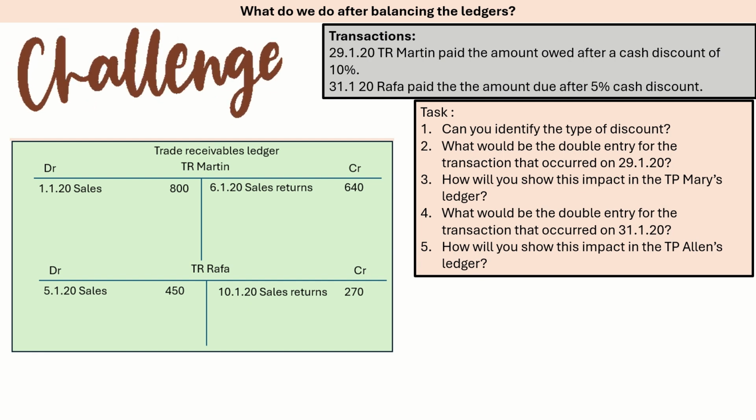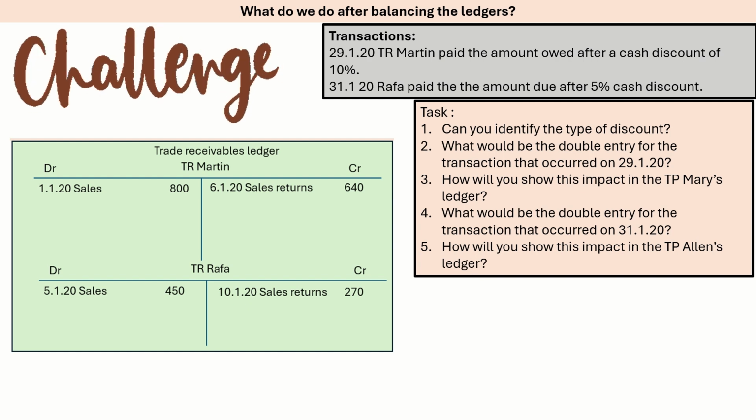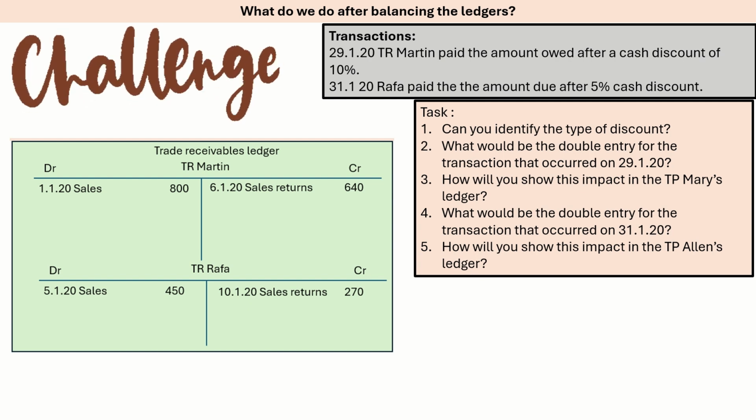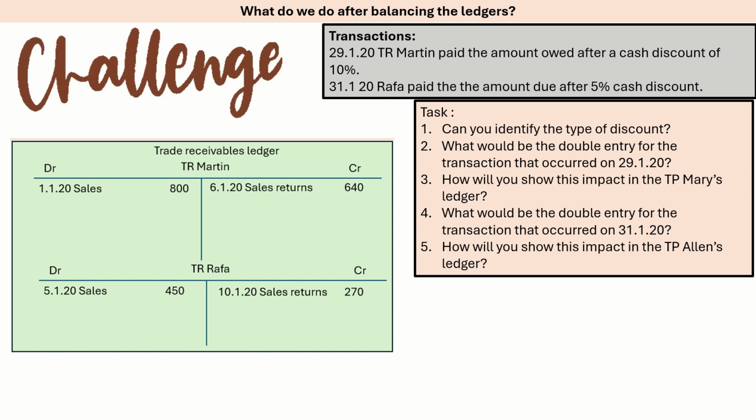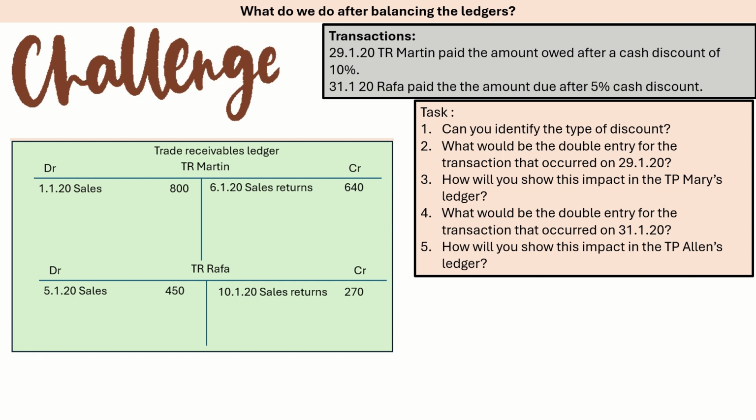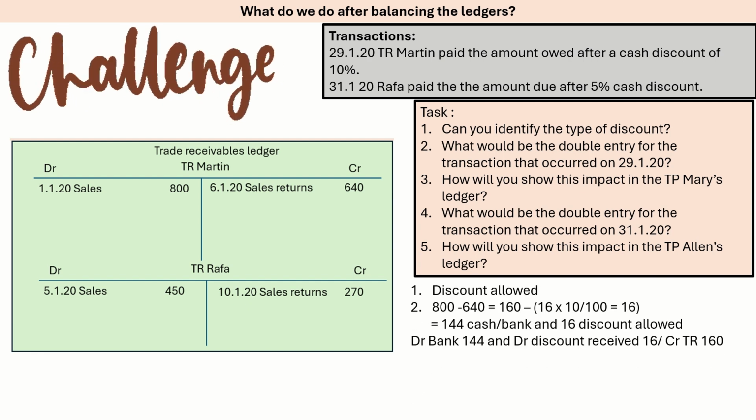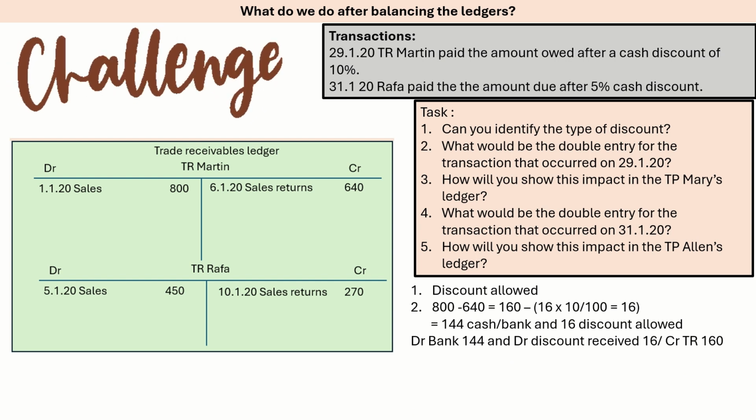Can you identify the type of discount here? So as you can see here, it's a cash discount. Since it's given to the trade receivables, we consider it as discount allowed. What would be the double entry for the transaction that occurred on 29th?